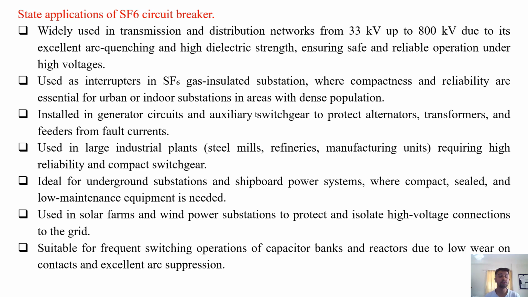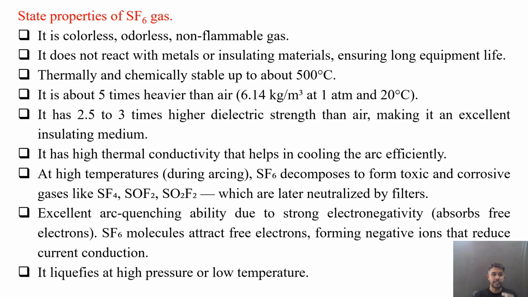It is used in solar farms and wind power substations to protect and isolate high voltage connections to the grid. It is very suitable for frequent switching operations of capacitor banks and reactors due to the low wear on the contacts and excellent arc interruption or suppression properties. So these are the applications of SF6 circuit breakers where they are utilized or installed.